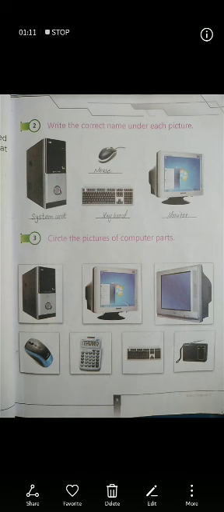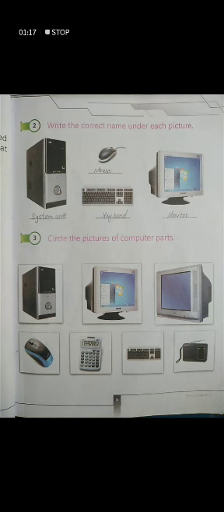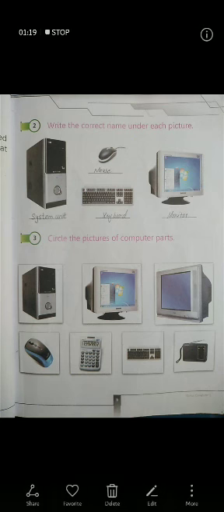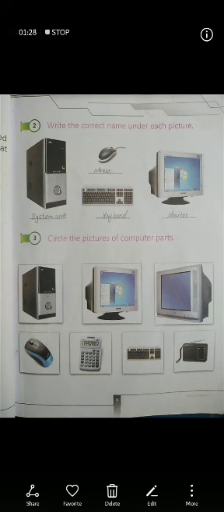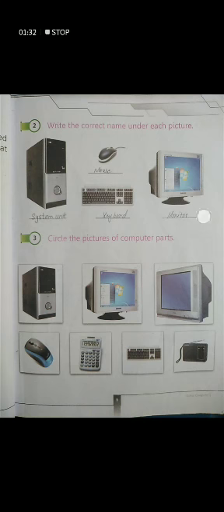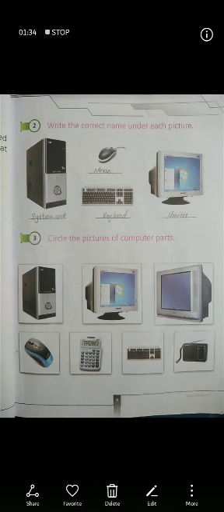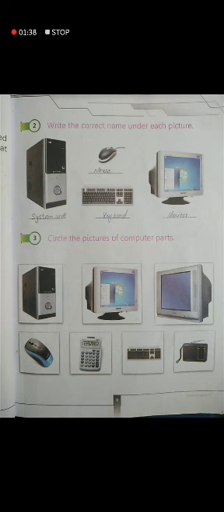Look at this picture. What is this? This is keyboard. Write keyboard here. Now look at this last one picture. What is this? This is monitor. Write monitor here. Now students, we are going to start our exercise 3.